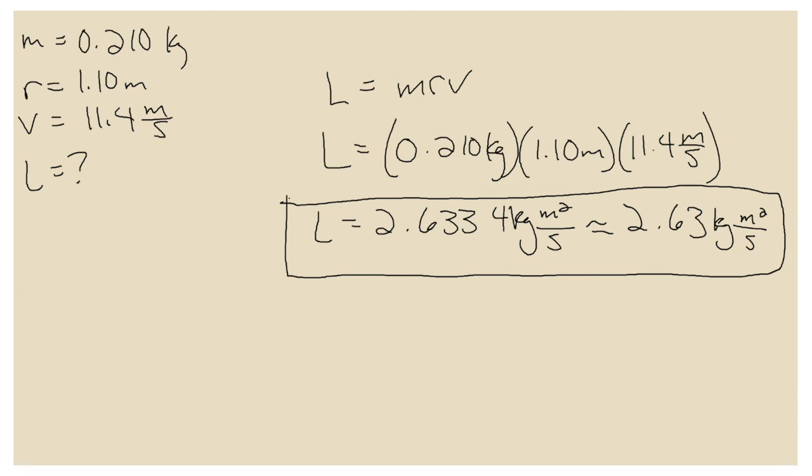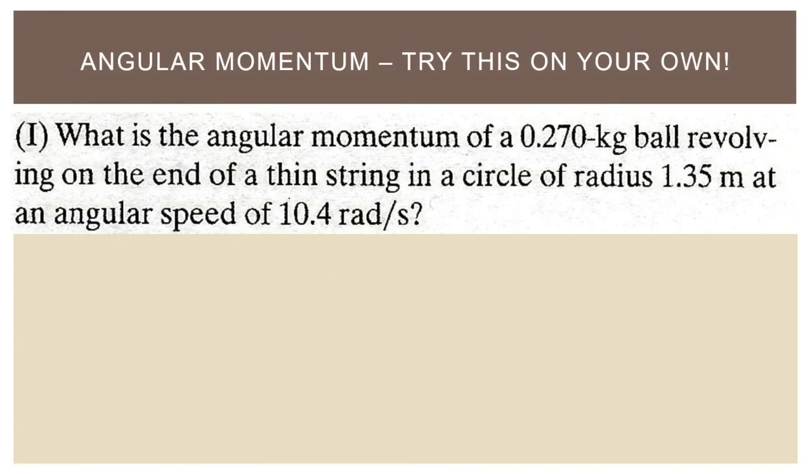Okay, and now for something completely similar. It's important to realize this problem that I'm about to show you is very similar. It is not identical. That is the first and most important thing for you to notice about it. This problem here says, what is the angular momentum of a 0.270 kilogram ball revolving on the end of a thin string in a circle of radius 1.35 meters at an angular speed of 10.4 radians per second?